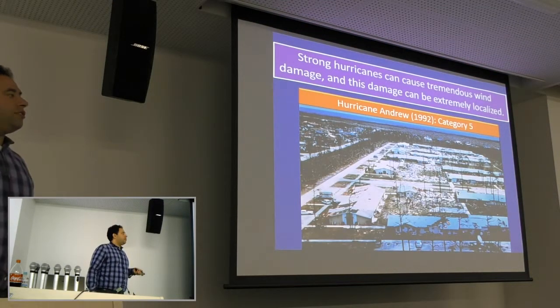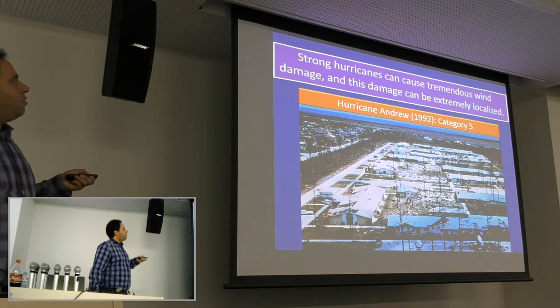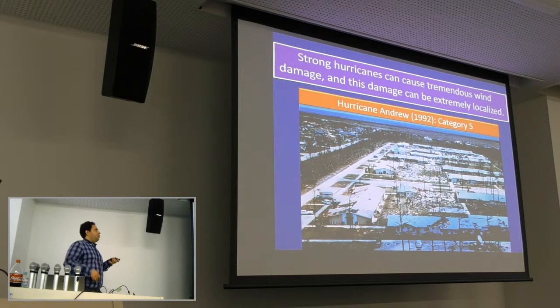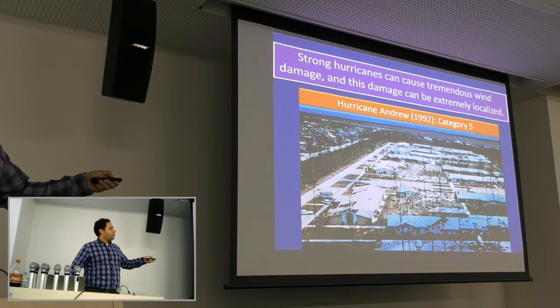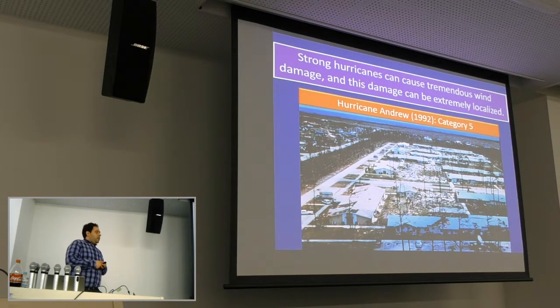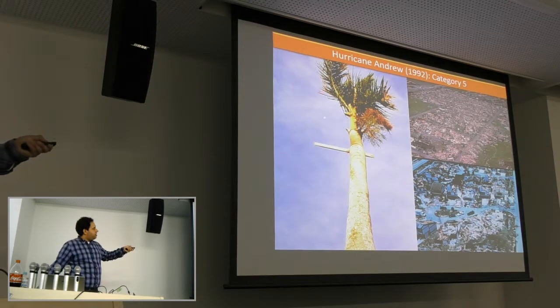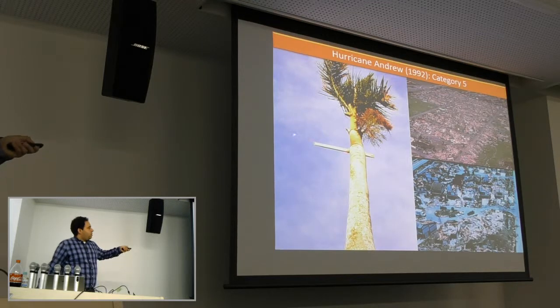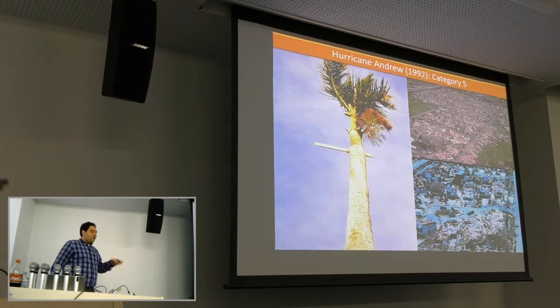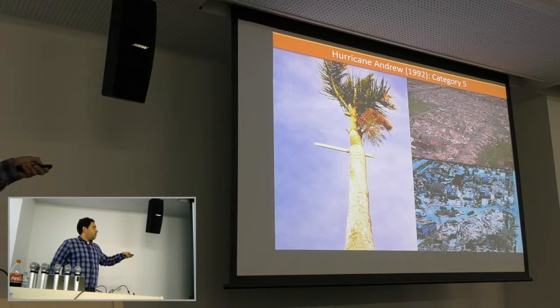So this is the same photo from the title slide of damage in a neighborhood in South Florida from Hurricane Andrew, just to illustrate that strong hurricanes can cause tremendous wind damage and that this damage can be extremely localized, where we have some structures that are completely destroyed right next to other structures that are largely intact with minimal damage. So this indicates that there's some small-scale structure that's responsible for this damage. And some of you saw this the other day. This is a board driven through a palm tree. That takes a very strong wind to do that kind of damage. And then sometimes we have more widespread damage where whole neighborhoods are destroyed.